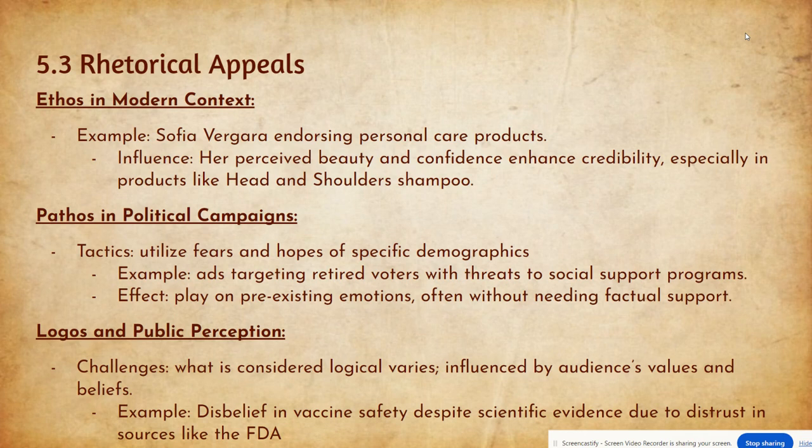Pathos in political campaigns: you'll notice that certain tactics utilize the fears and hopes of specific demographics. Like ads targeting retired voters with threats to social support programs, like, oh my gosh, the Social Security program will end if you don't do this and this. The effect here is that they're playing on pre-existing emotions, often without needing factual support.